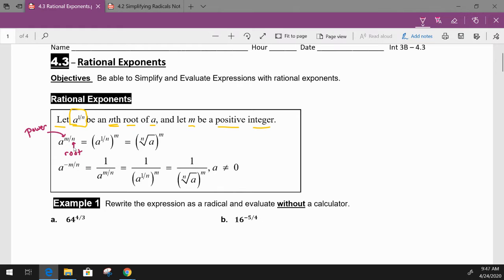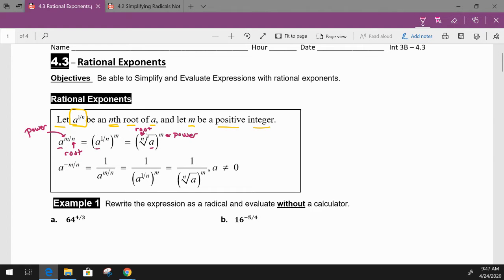So there's, like I said, different ways of expressing it, but in all three cases, a is the base. So the root in radical form is right here. It is also called an index, and you can see the power is out there.